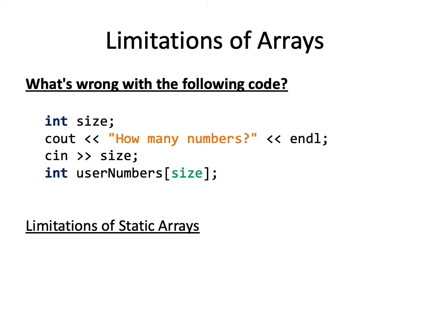Okay, so these limitations really only apply to statically allocated arrays, the kind that we've talked about, where you have to give it a certain size. There's another kind called dynamically allocated arrays that we won't talk about now. We can talk about that more when we talk about pointers, and this doesn't apply to them. But for static arrays, like we've talked about, they have these limitations.